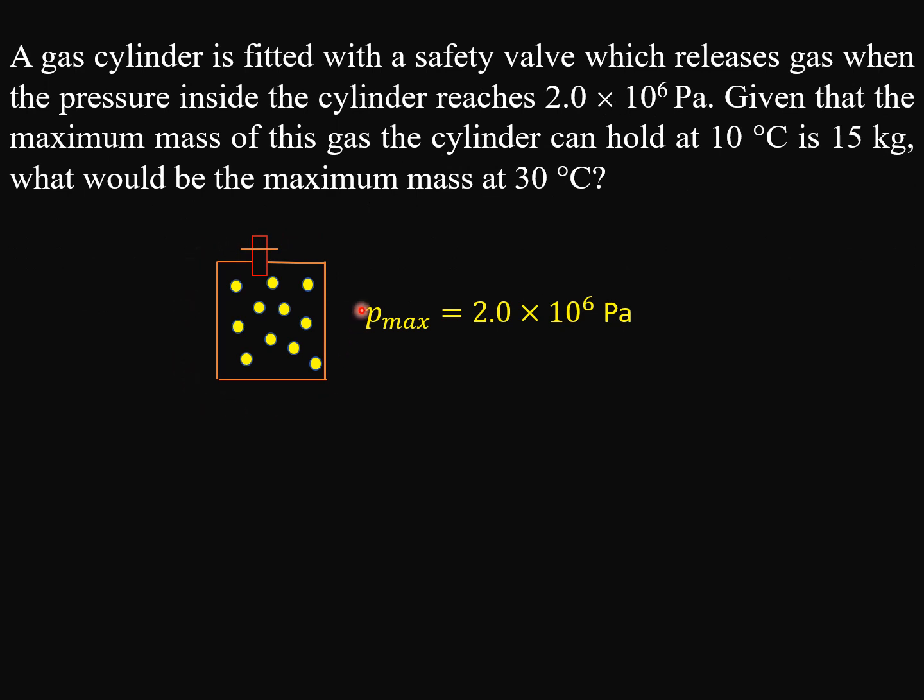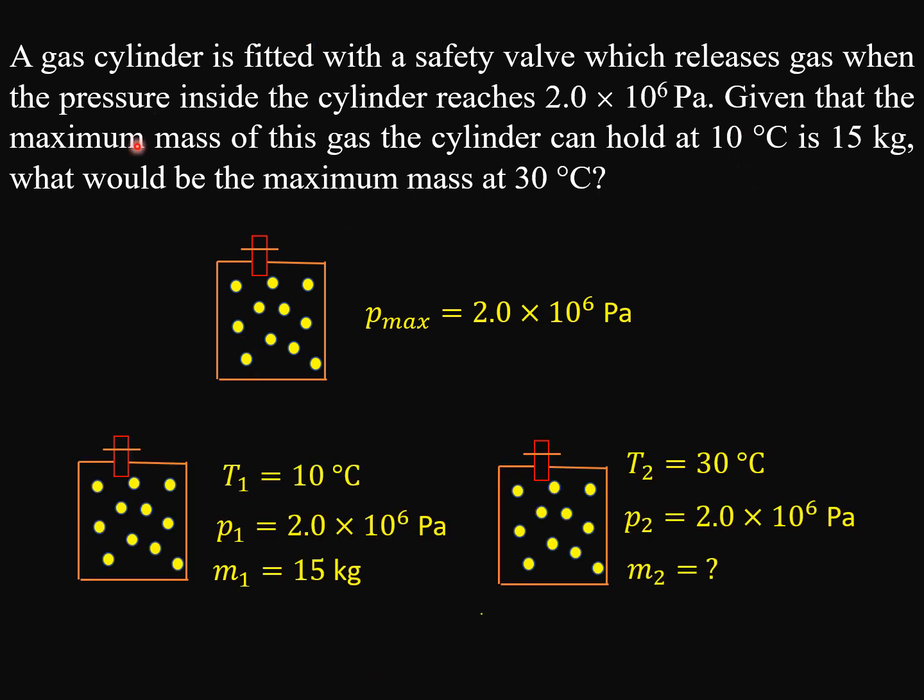This diagram shows a gas cylinder with a safety valve. When the pressure of the gas in the cylinder reaches the maximum value of 2.0 times 10 to the power of 6 Pascal, this valve will be opened and some of the molecules of the gas will be released. After part of the gas is released, the pressure of the gas will be adjusted and reduced. So the maximum value that we can get in this cylinder is 2.0 times 10 to the power of 6 Pascal. Once it exceeds this value, the valve automatically opens and the pressure will be adjusted.